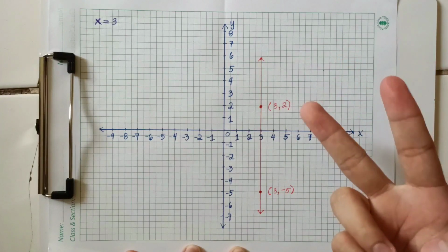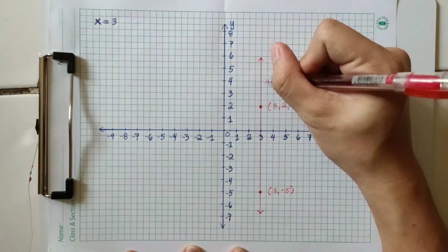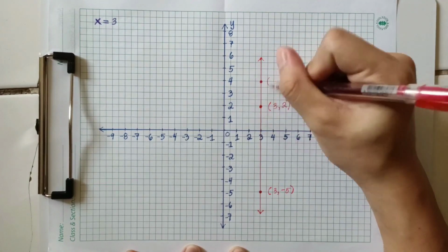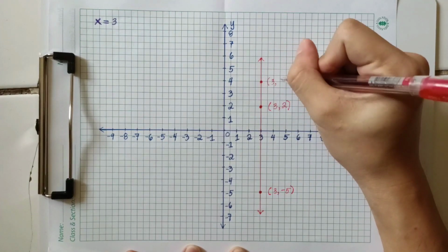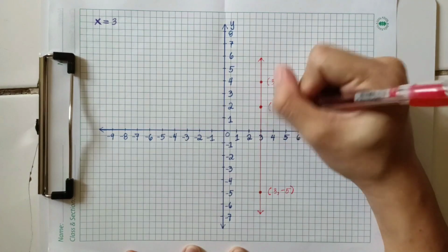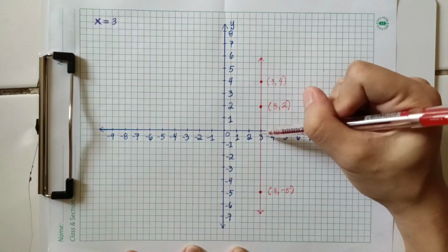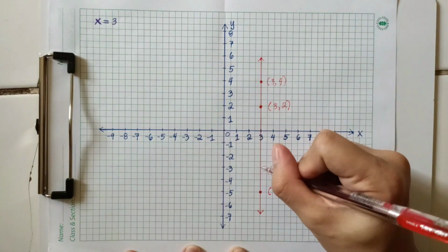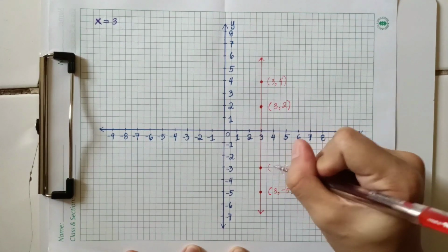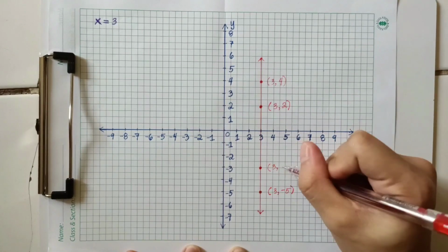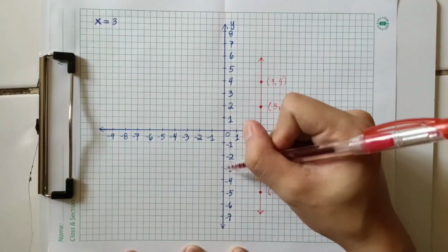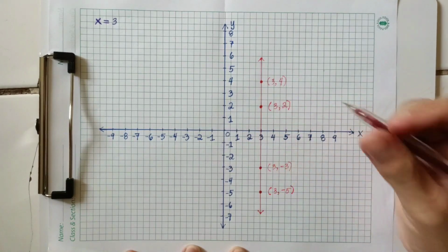Let's try another 2 points. What about this one? So, let's say, ito. We have 3, 4. So, tapat ng 3, tapat ng 4. Tandaan, x muna bago yung y. Let's have this one. This is 3, negative 3. So, 3 muna, followed by yung negative 3 sa y.